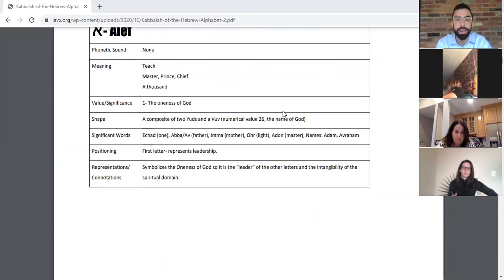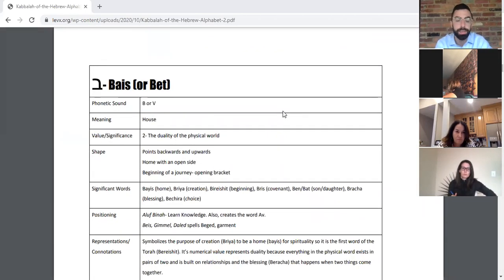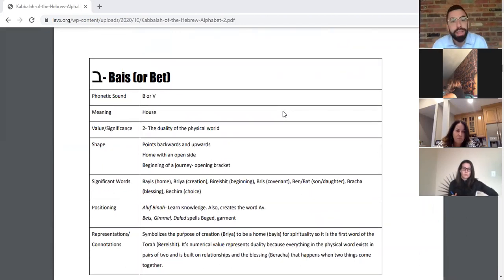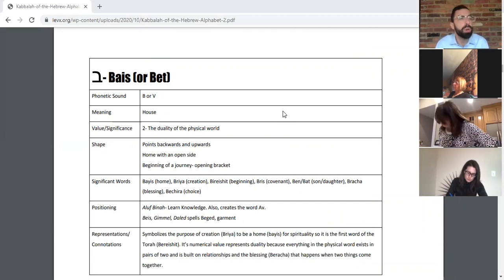So if you take a look at the letter bet for a second, and again, I know this is difficult and complicated, so ask at any time. The letter bet, the word bayis or bayit, means a house. And therefore it's such an appropriate second letter, because the entire purpose of creation is to give a bayit, to give a home, to provide a vessel, as Kabbalah calls it, a home for this Or Ein Sof, for this ineffable light of God. That's the purpose of it.